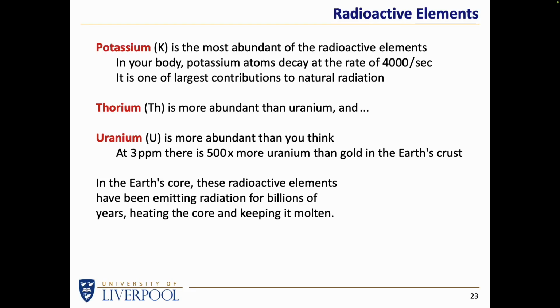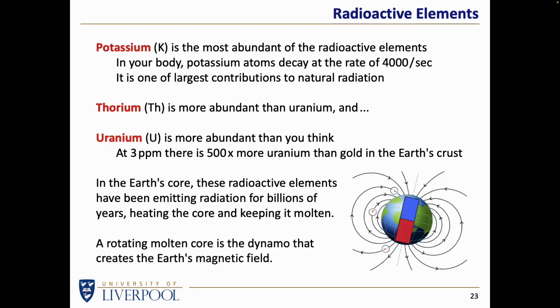In the Earth's core, we have a lot of these radioactive elements, potassium and thorium and uranium. They've been there since the Earth was made, and they are slowly decaying away, releasing energy in the form of these energetic particles, and that is keeping the core hot, and it's keeping the core molten. The Earth's core is hot, nothing to do with radiation from the sun. The Earth's core is molten because of the radioactive elements that are in there.